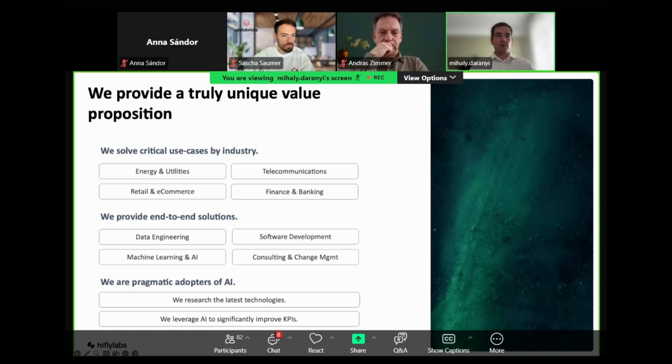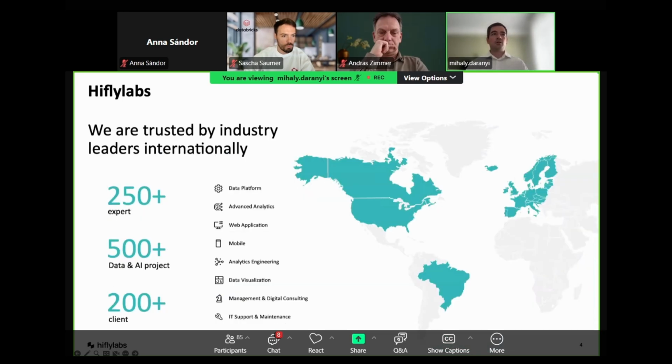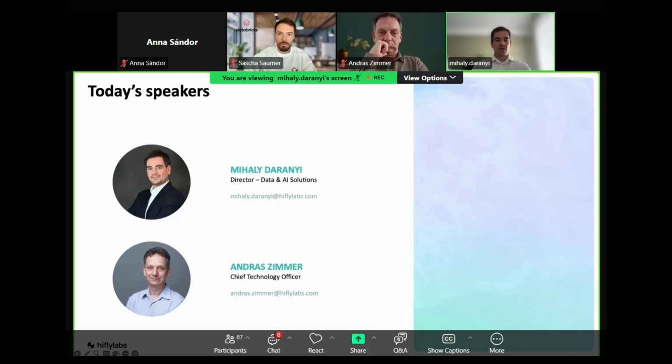And the third is that we are pragmatic AI adopters, which means we are investing heavily in the top-tier technologies on the market. Our competitive edge is that we are always at the frontier of technical innovation in the field of AI. That's why we are using top technologies like Databricks. The next slide shows a few examples of how we work. Right now, we have extended operations in Western Europe, in the US, and especially engagements in Brazil as well. We have more than 250 experts on board. We delivered more than 500 data and AI projects so far, and we are serving more than 200 clients across the globe.